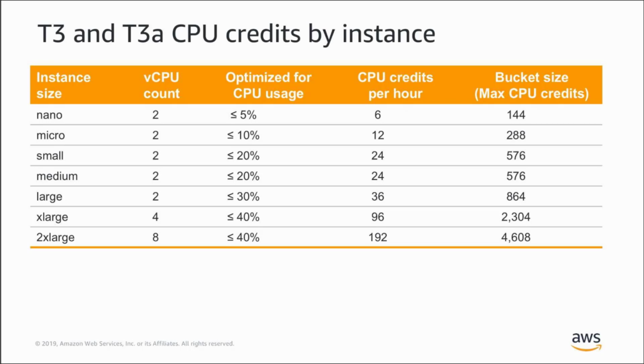So for nano, you want to look at for less than 5%. For the micro, it's going to be less or equal to 10%. Small and medium, less or equal to 20%. And this is on an average 24-hour basis.